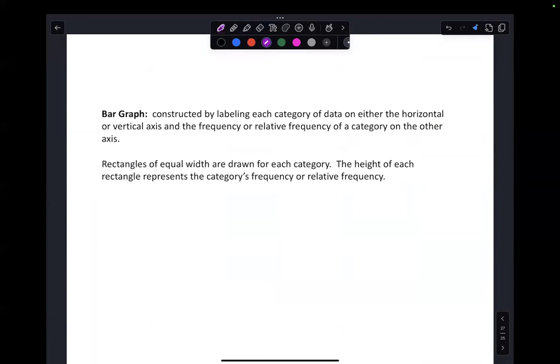Okay, so a bar graph. I label both my horizontal and my vertical axis. My vertical axis is generally the frequency. We'll just write frequency or relative frequency. The horizontal axis would be like color of M&Ms. You're labeling what your data is. The rectangles are all equal width. We draw them for each category. The height will be the frequency. And I know this is just words. We're going to show examples in a minute.